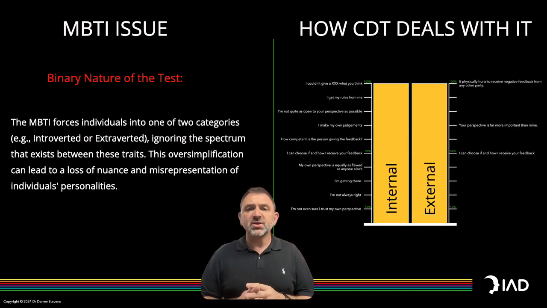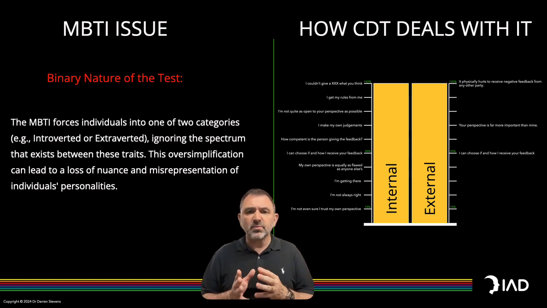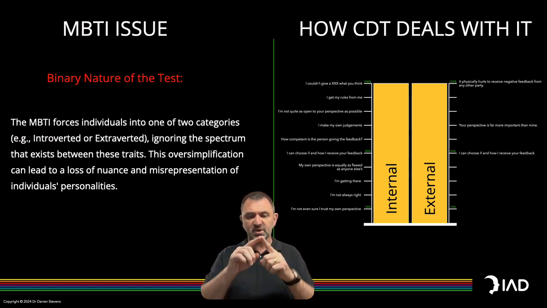The binary nature of the test. Now, the binary nature comes from the ideas of Jung, and I can see why there would be an issue. If you were only given the option of A over B, within CDT rather, when someone is either internal or external, they have the capacity to choose between 0 and 100% for either, which offers a grid of like 20 by 20, using 5% increments.